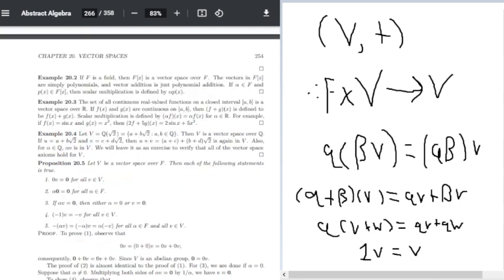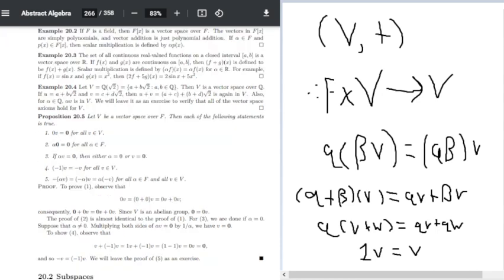Example 20.2. If F is a field, then F[x], the set of polynomials with coefficients in F, is a vector space over F. The vectors in F[x] are simply polynomials, and vector addition is just polynomial addition. If α is in F and p(x) is in F[x], then scalar multiplication is defined by αp(x), where we distribute, once again you can think of it coordinate-wise, over the polynomial.